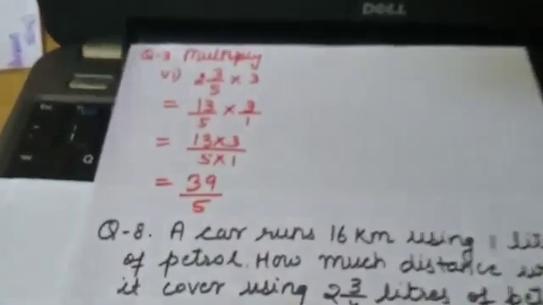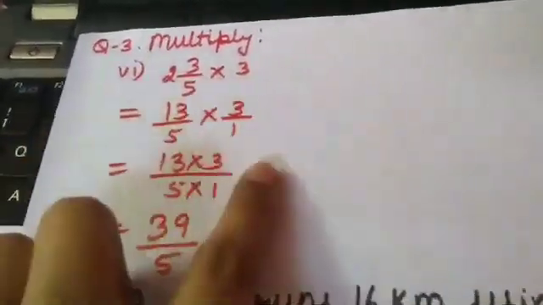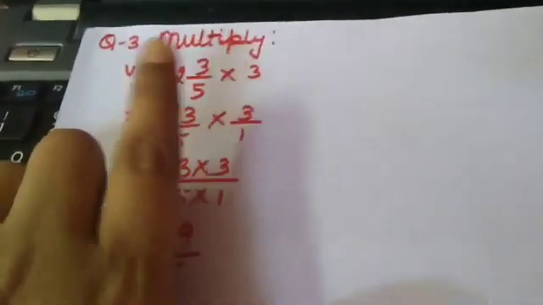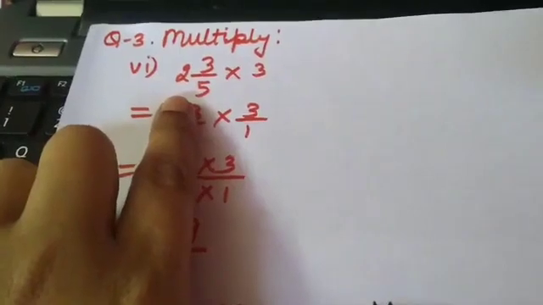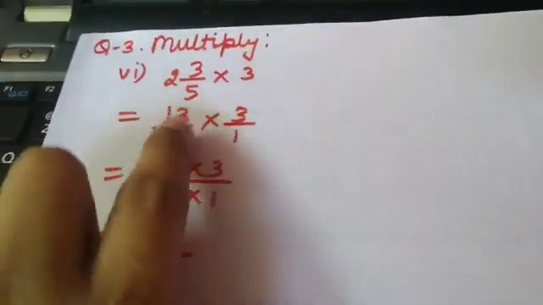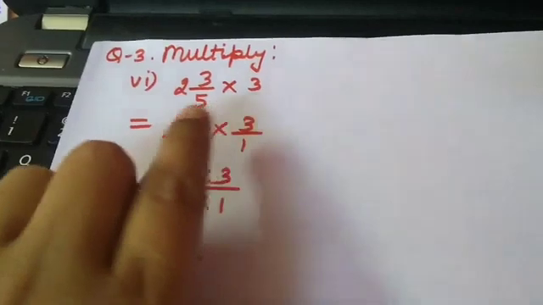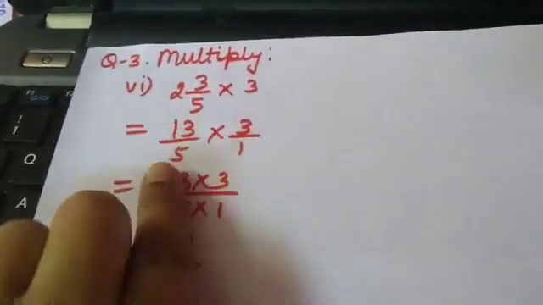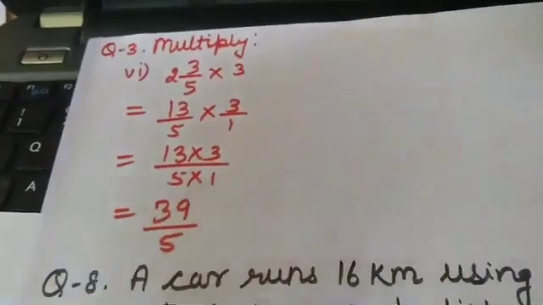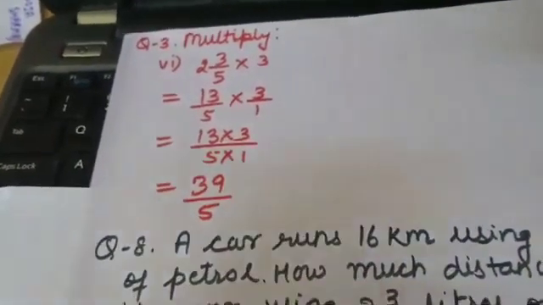Now question number 3, I am taking the 6th part: 2 whole 5 by 3 into 3. This is multiplication of a mixed number with a whole number. For a mixed number, you have to first convert it into an improper fraction. This is your improper fraction. Now how to multiply? You apply the rule for multiplying fractions: 13 into 3 over 5 into 1. This is the answer of this part, question number 3, 6th part. If you want to convert to mixed, it's up to you.